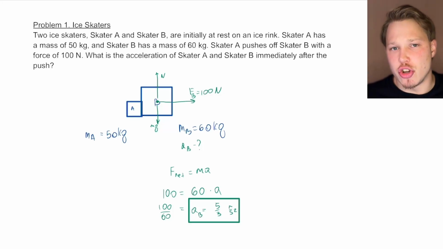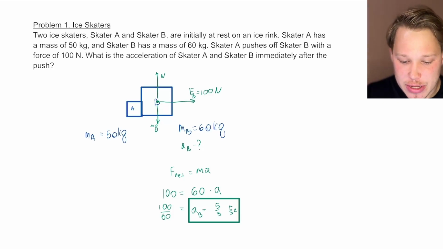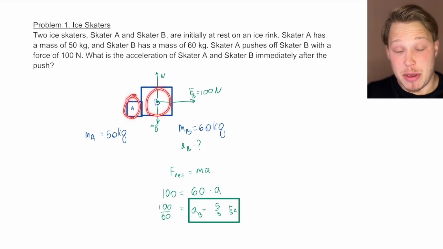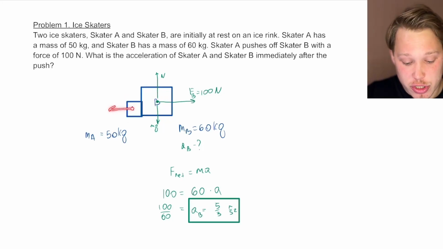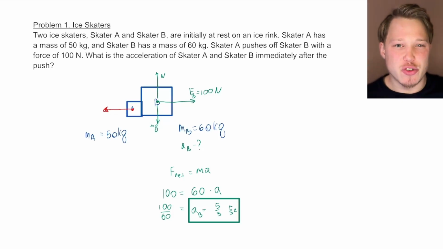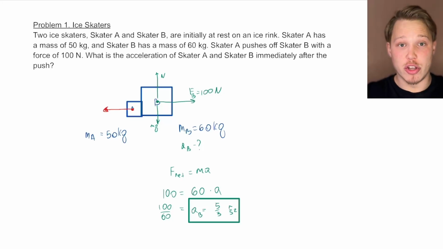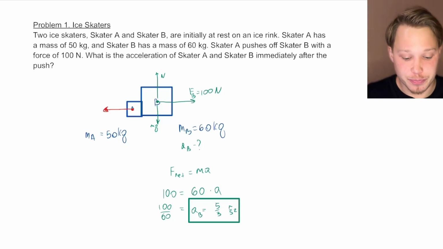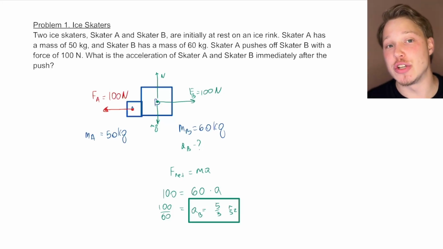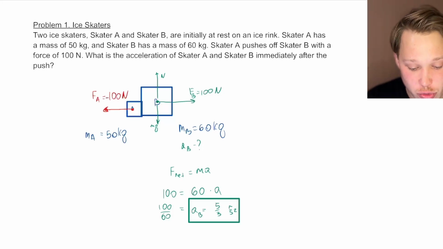Now, where does Newton's third law come in here? Well, if skater A applies a force on skater B, then skater B will apply an equal and opposite force in the opposite direction. It really makes sense. If you imagine you and your friend on an ice skating rink, if you push them with a force, you will also feel a force applied to you, and it's going to be the same exact force. So the force that A is experiencing is also 100 newtons, but remember the reaction force is equal and opposite in direction, so it's to the left.